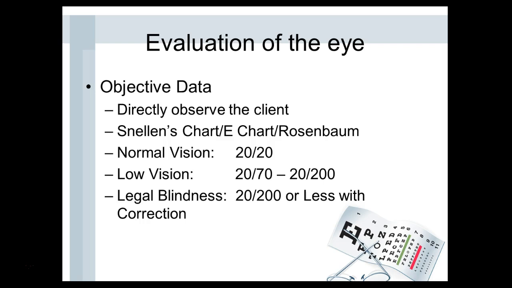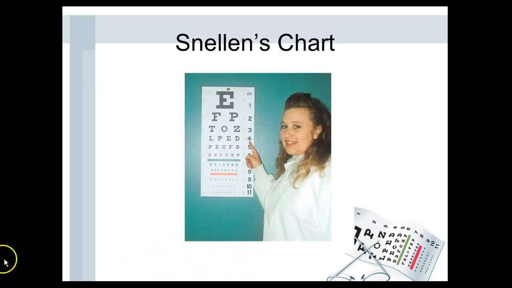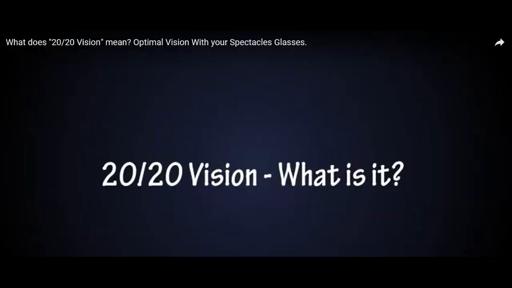We're going to use the Snellen eye chart, typically also called the E-chart, and then there's the Rosenbaum pocket guide. Normal vision is typically 20/20. Low vision is 20/70 to 20/200. Legal blindness is considered if somebody has 20/200 or less with correction. So 20/20 vision, what does that really mean?